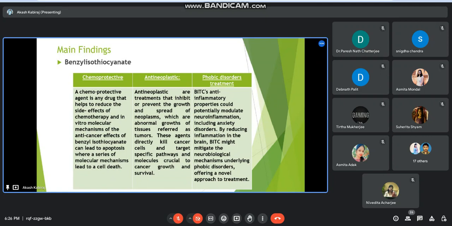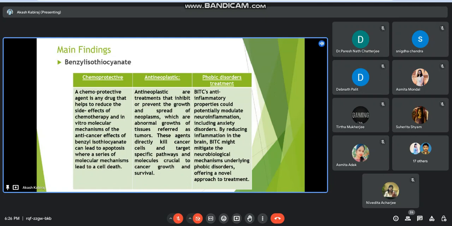Antineoplastic is the further treatment in which we inhibit the growth and the spread of cancer cells, that is, the abnormal growth of tissues, which we refer to as cysts and tumors. These antineoplastic agents try to kill cancer cells directly and target the specific pathways which are crucial for cancer growth and survival.